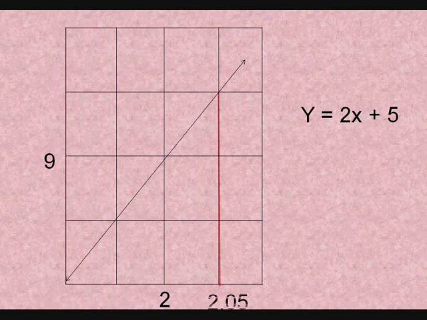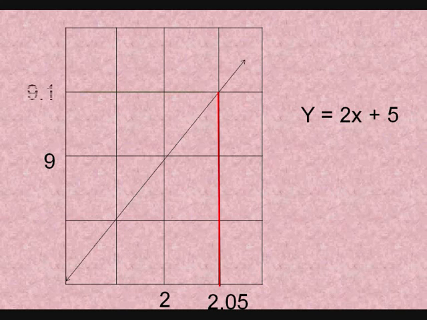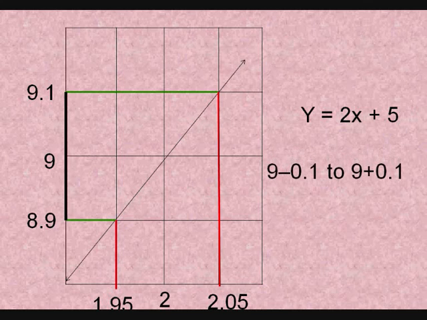Let me increase the value of x to 2.05. Then the corresponding value of y increases to 9.1. That is, there is an increase of 0.1 on the y value. And if I decrease the value of x to 1.95, then the corresponding value of y will be 8.9, which is a decrease of 0.1 in the y value. Therefore, for a particular interval of y values around 9, there exists a similar interval of x values around 2.